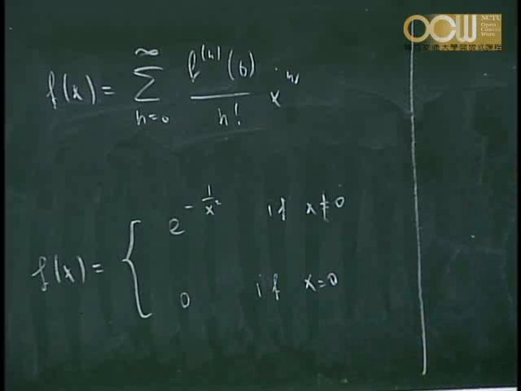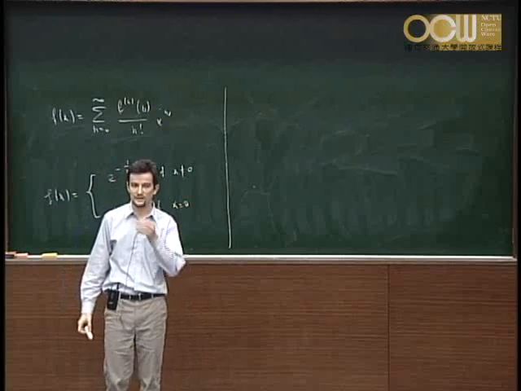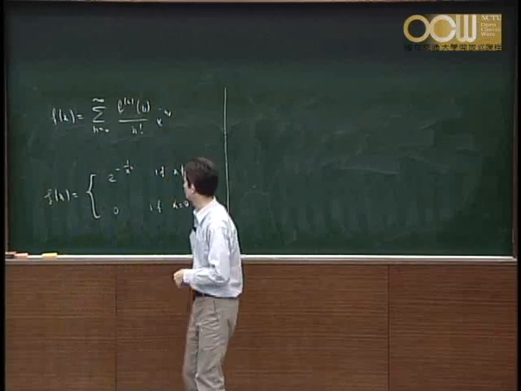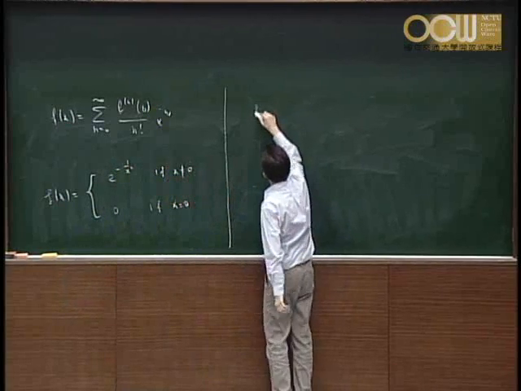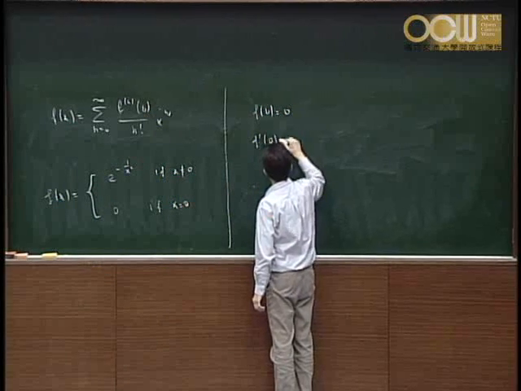Now, okay, so the first step is to find the Maclaurin series. For this, we have to find the nth derivative. So we see that f of 0 is by definition 0. Now let's compute the first derivative.